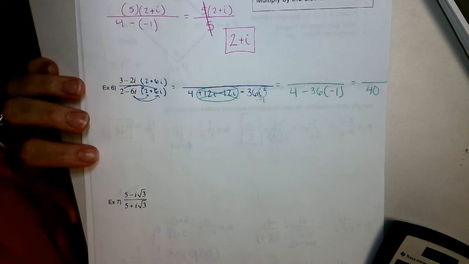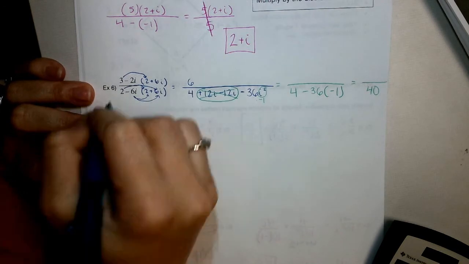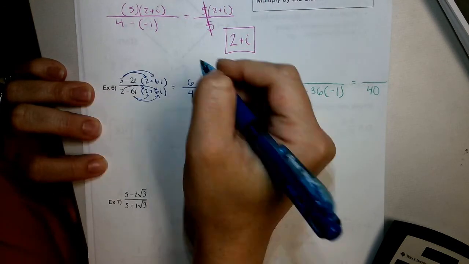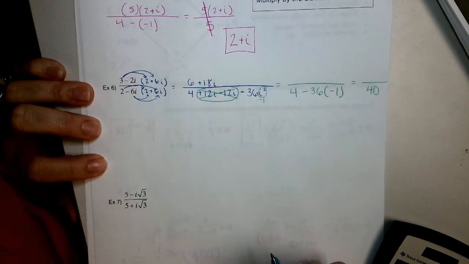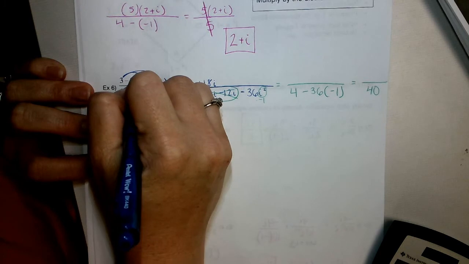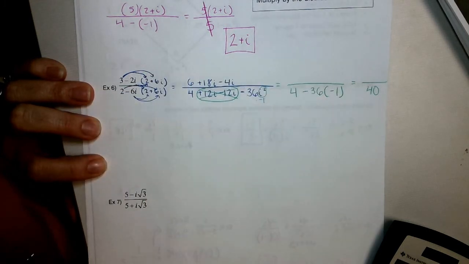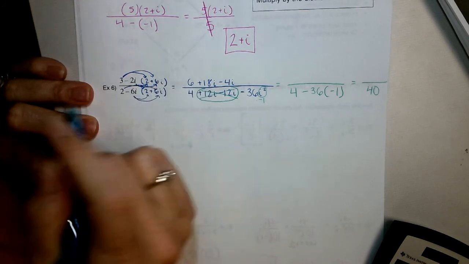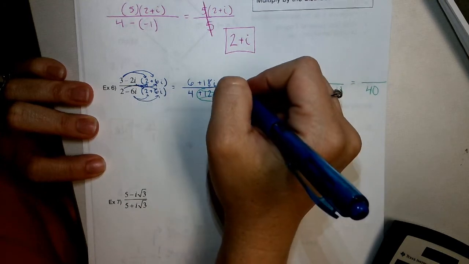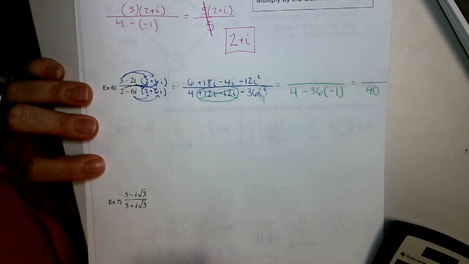So 3 times 2, 6. 3 times positive 6i is positive 18i. Negative 2i times 2 is negative 4i. And negative 2i times positive 6i. Well, negative 2 times 6 is what? Negative 12. And I times I is I squared.